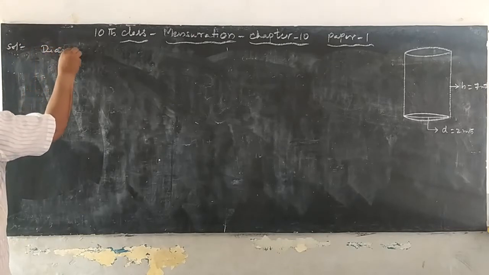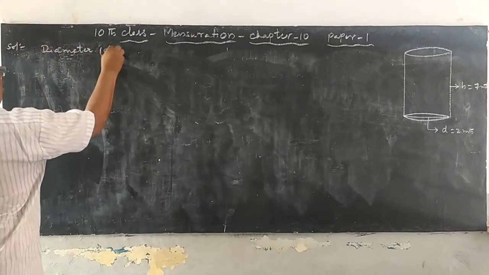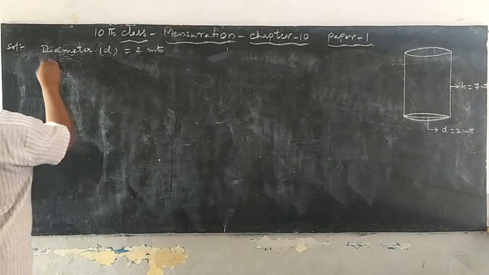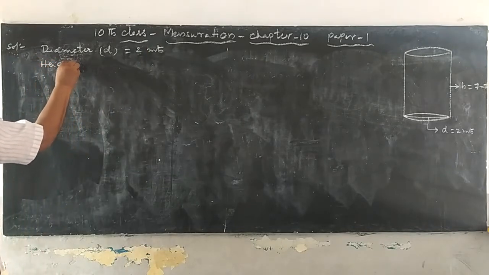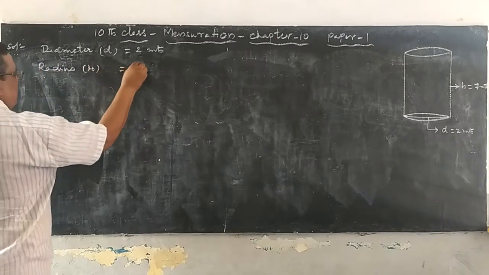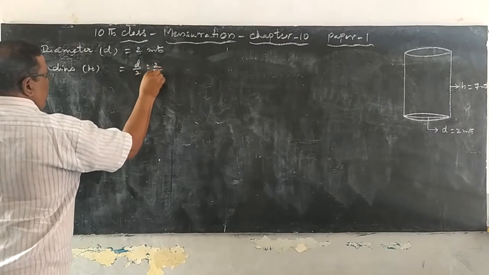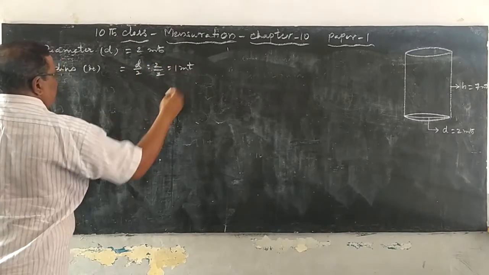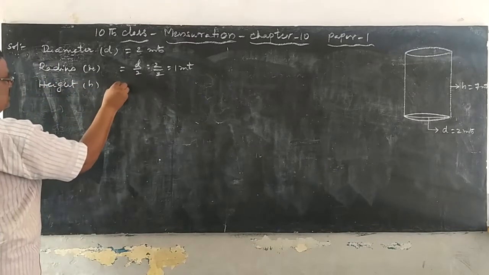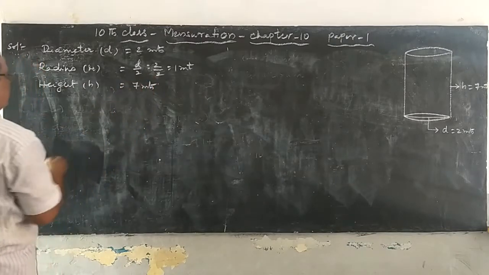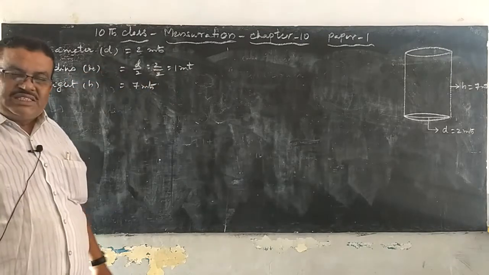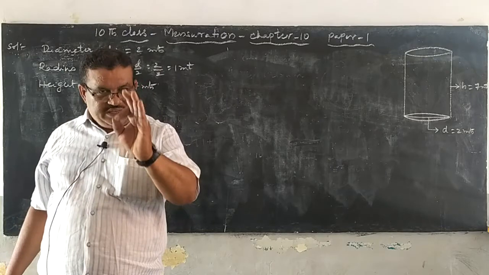Diameter D is equal to 2 meters. Height, so radius, from this onwards find radius, that is D by 2, 2 by 2, 1 meter, and the height of the cylinder is 7 meters. So you know radius and height. We need to paint the whole drum. That means we need to find the total surface area of the drum.